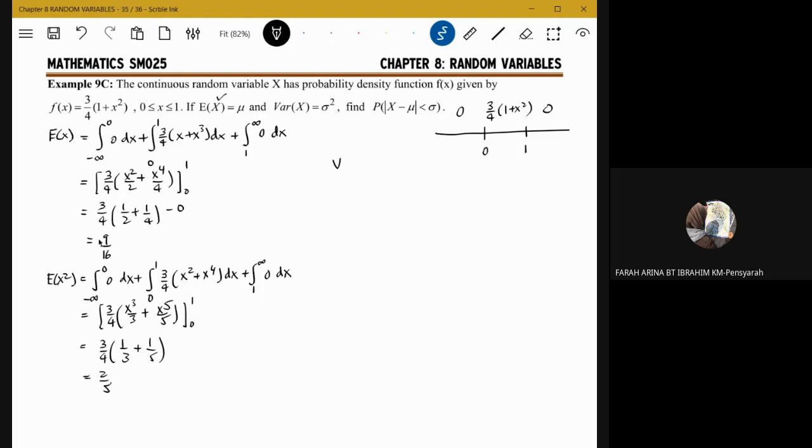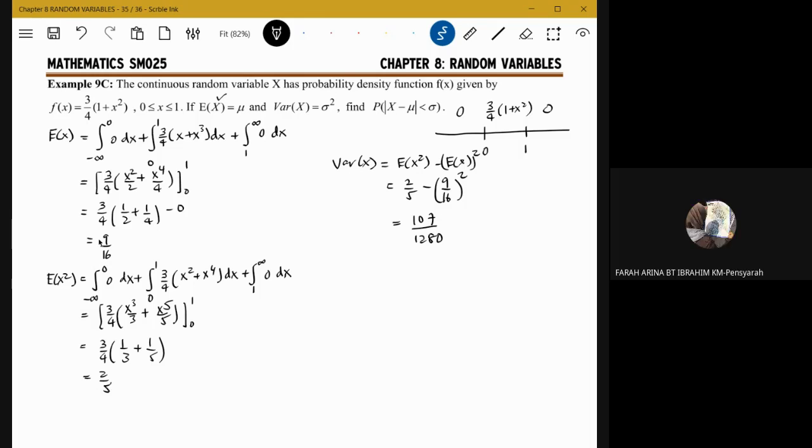So find the variance, which is E(X squared) minus E(X) the whole thing squared. Will be 2 over 5 minus 9 over 16 squared the whole thing. So we have the variance will be 107 over 1280.